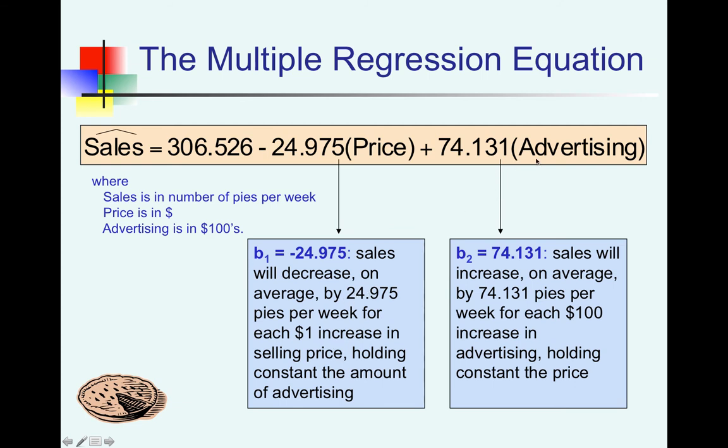So again, the problem is that if I change advertising, then the number of pie sales changes. So that would change the interpretation of this. So we have to say holding it constant. Again, it's kind of a technicality, but it's an important one: whenever you talk about the interpretation of the slope in a multiple regression, you need to talk about holding the other variables constant.